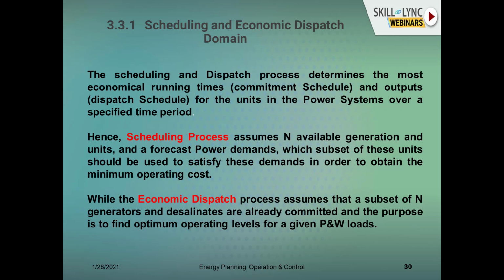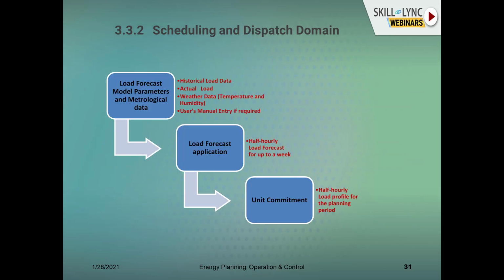And when there is a variation in the demand, like we need an extra 100 megawatts, how much should each unit be changed to address this extra or lower megawatt? This is the economic dispatch, and this is the fourth cycle. What feeds the scheduling and dispatch is the load forecast application, and the unit commitment and economic dispatch. So this is a schematic diagram for the scheduling and dispatch process.